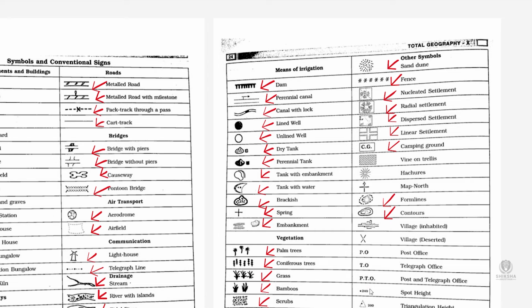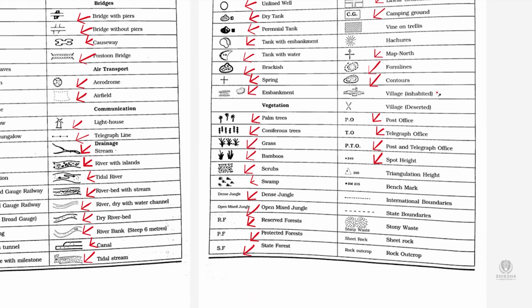Then the map towards north. Then the post office, telegraph office, post and telegraph office, the spot height. Then the triangulated height, benchmark, international boundaries, state boundaries, stony waste, street rock, rock outcrop, and all these things.